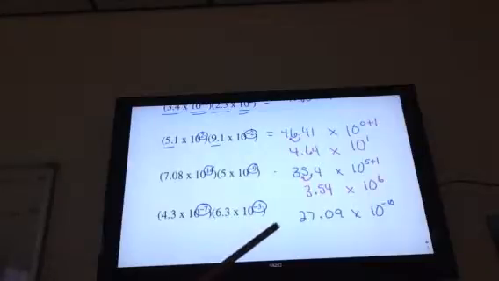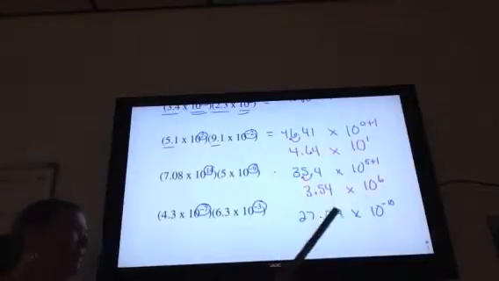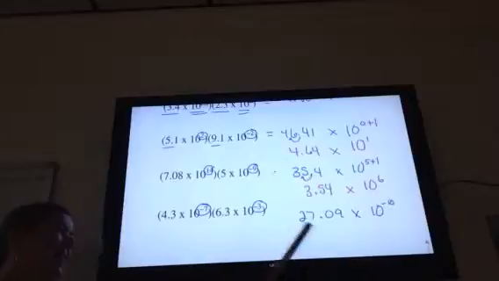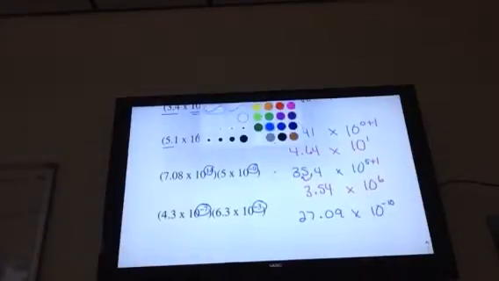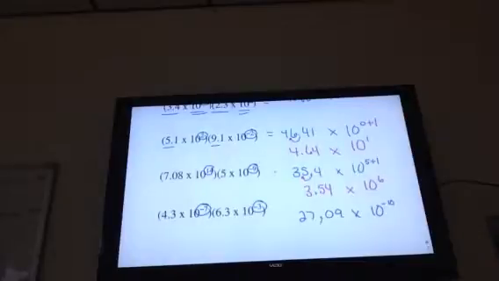However, this is not proper scientific notation because this is bigger than 10. So we have to change it. So I'm going to move my decimal one spot for 2.709. But I got to come over here then and add 1. So on my power, negative 10 plus 1 is negative 9.